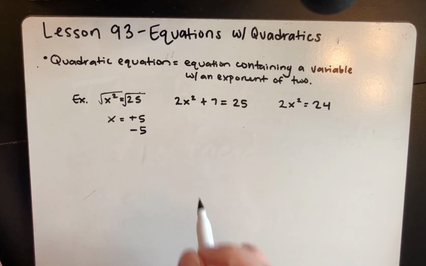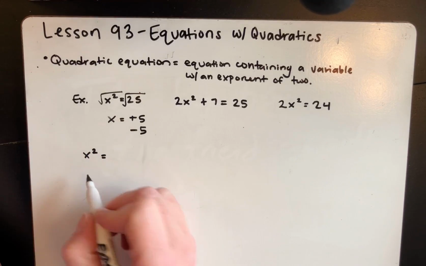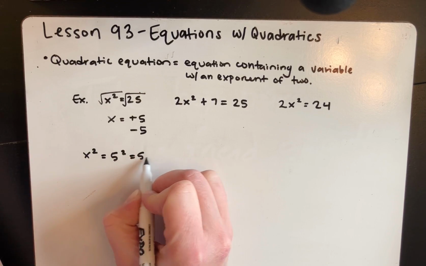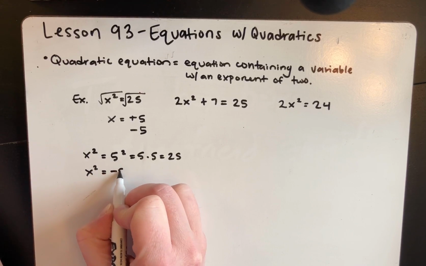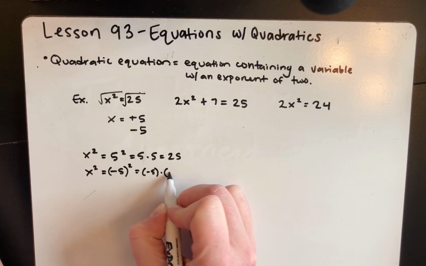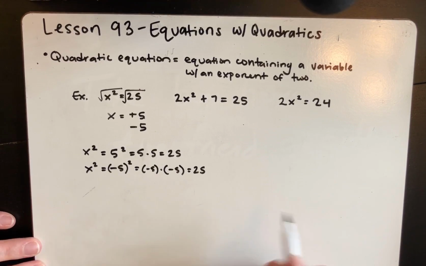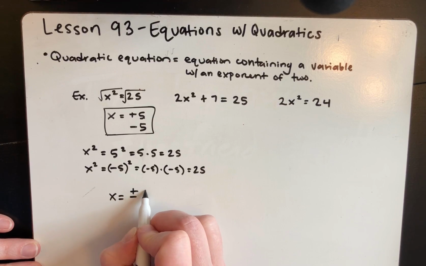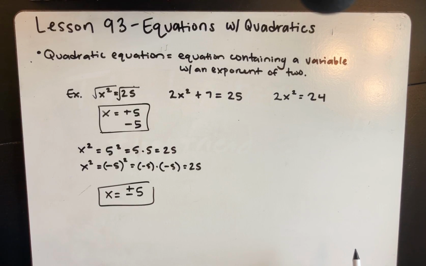If you think about why that's true, remember if I square something, that means to multiply it by itself. So if x is 5, x squared would be 5 squared, and 5 times 5 is 25. But x could also be negative 5, and if I square negative 5, I have a negative times a negative, which results in a positive. So you will most commonly see this answer written as x equals plus or minus 5. It's really important that you remember that it has two solutions.